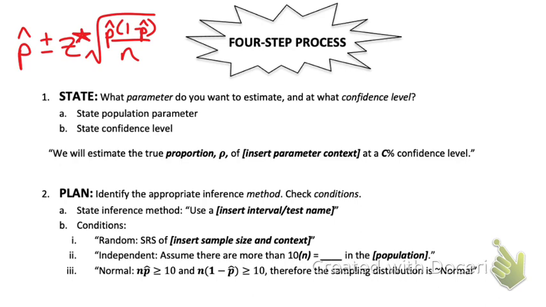State, plan, do, conclude. Say it with me. State, plan, do, conclude. Mark, what are the 4 steps? State, plan, do, conclude. Colin, what are the 4 steps? Maddie, how about it? State, plan, do, conclude. Everybody got it? What are the 4 steps, 4-step process? State, plan, do, conclude. Very good.